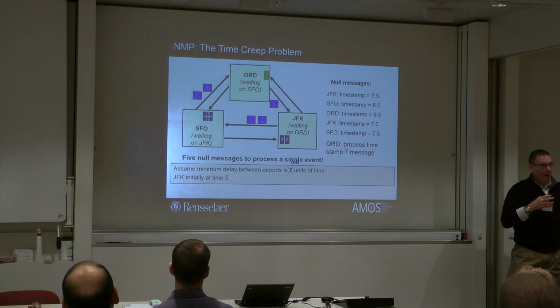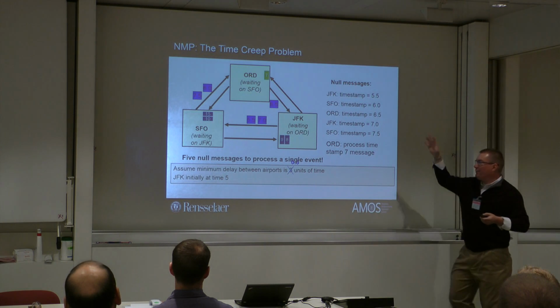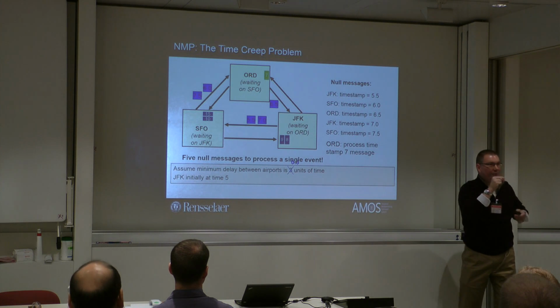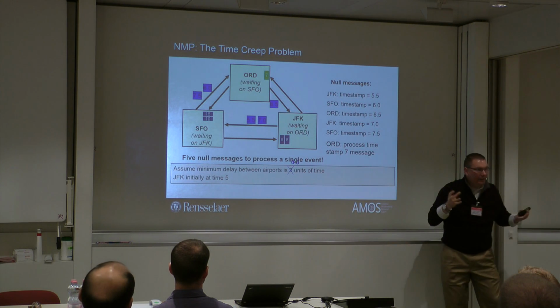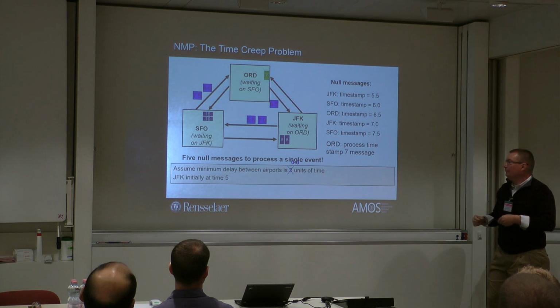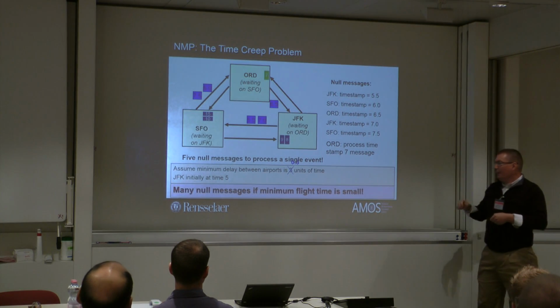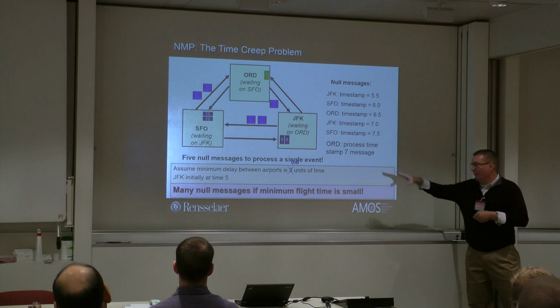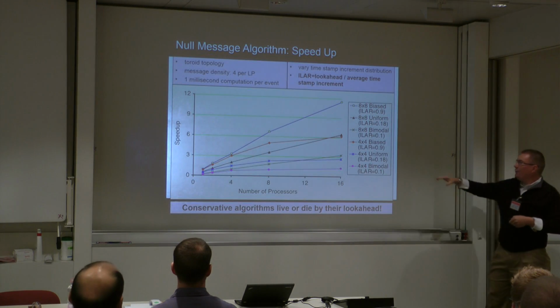It can happen in models where you have this small link delay that is constraining the entire model, but in many cases you don't have that. So this is one of the issues with null message. Again, we're saying many null messages here if the minimum flight time is small. So this gives you a picture.